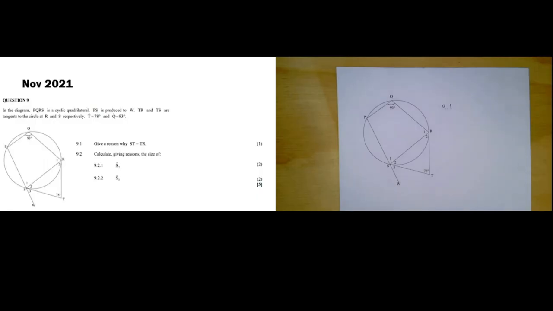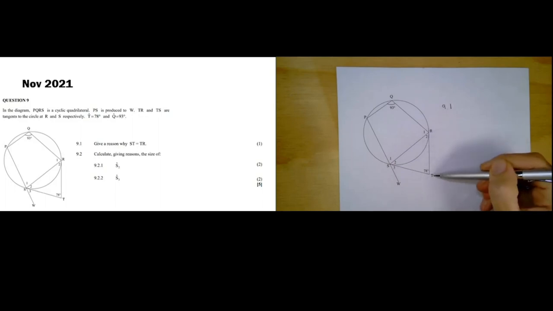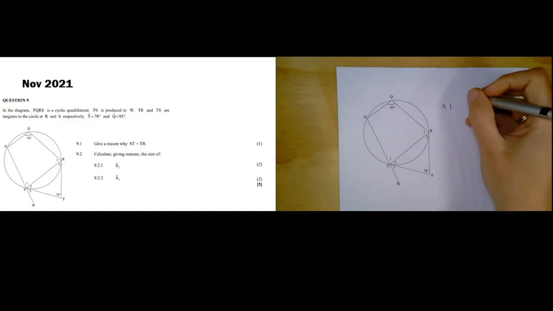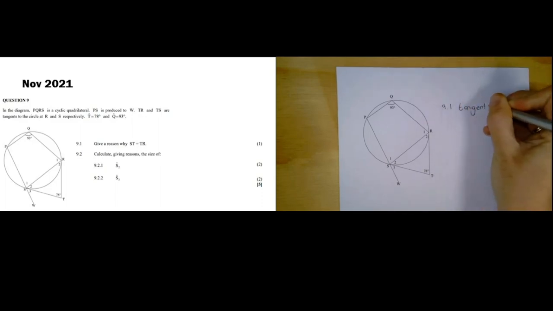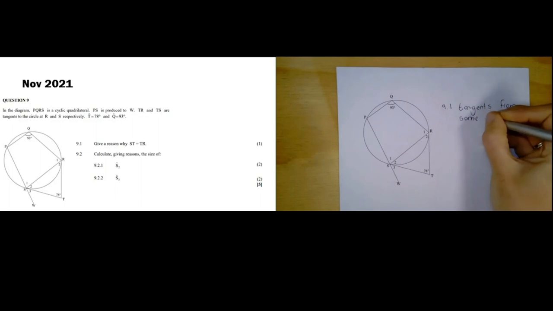Give a reason why ST is equal to TR. Remember they told me ST and TR are both tangents and they both originate from T. So that is one of our theorems. It's tangents from the same point. So they just tested here if you know the theorem. That's it. And you will see it's one mark and it's one mark for the answer.